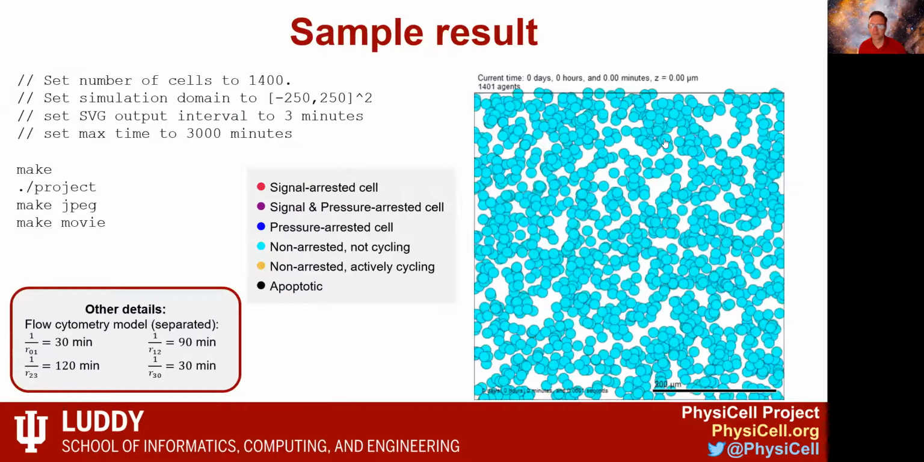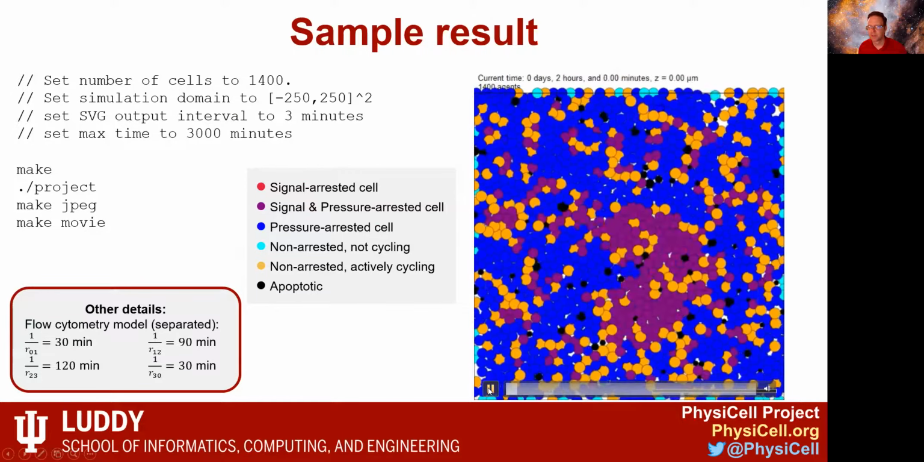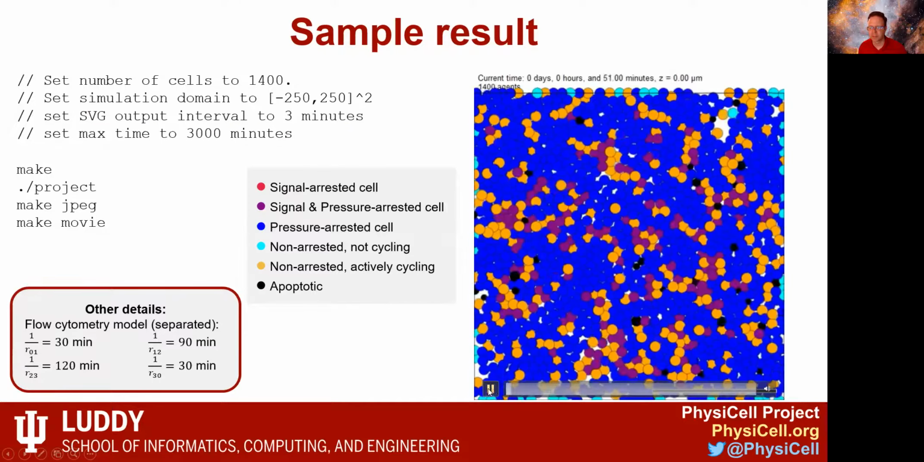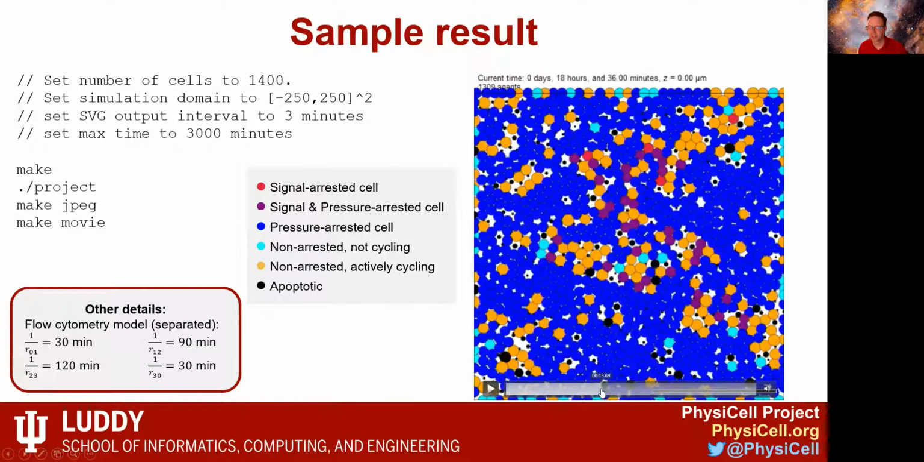So let's look at the result here. I'm going to add a few more colors for the different states. If it's pressure arrested only, it will be blue like before. But now, if it's signal arrested, it'll be this crimson red. And if it's both signal arrested and pressure arrested, it'll blend these two colors and make a purple. Otherwise, everything else is the same. So let's go ahead and watch this video. Let's pause. Oops, let's go back and play this. I want to pause it and show what's going on here.